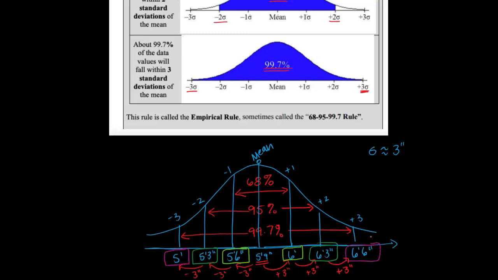And so you can see how this rule can help us, when we're dealing with these real life situations, estimate how many data values, or how many men, how much of the population would fall between certain values, which can be helpful. So let's go ahead. We're going to do one more example here using the empirical rule.